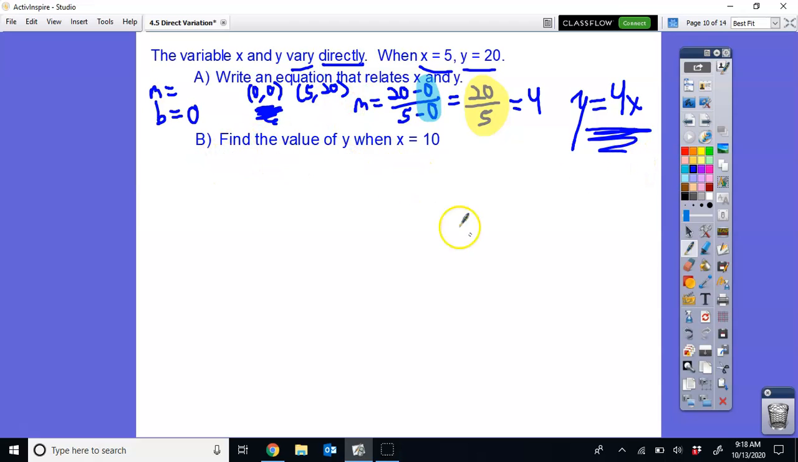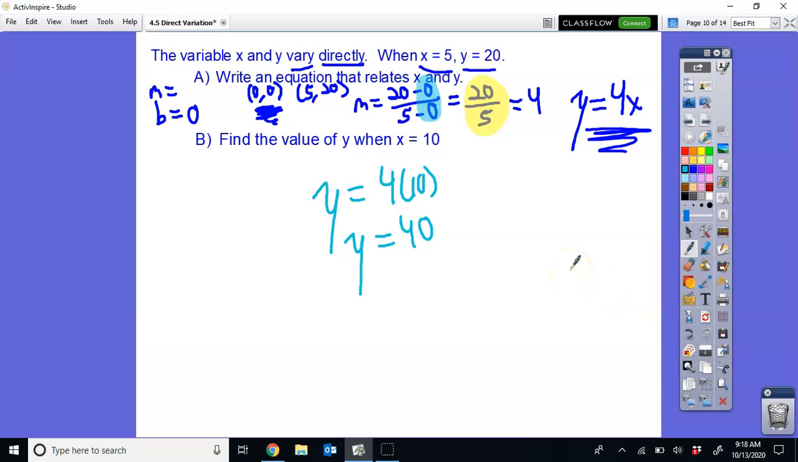So the second part of this question says find the value of y when x is 10. That just means take your equation that you found and use it. So y equals 4 times 10. 4 times 10 is 40. That is my new amount.